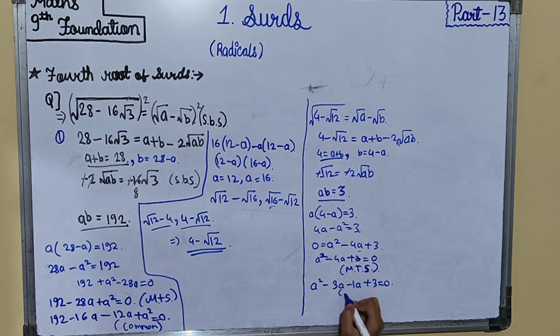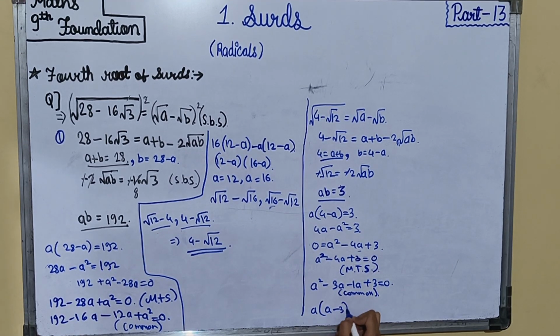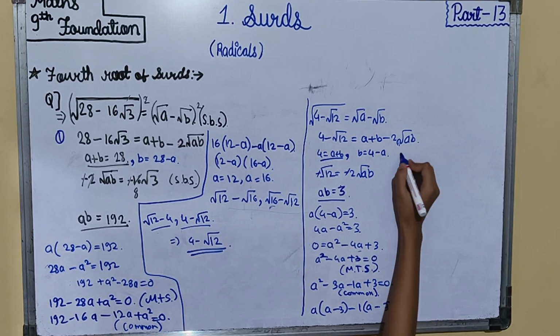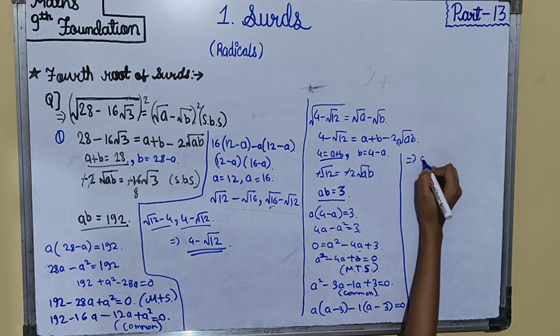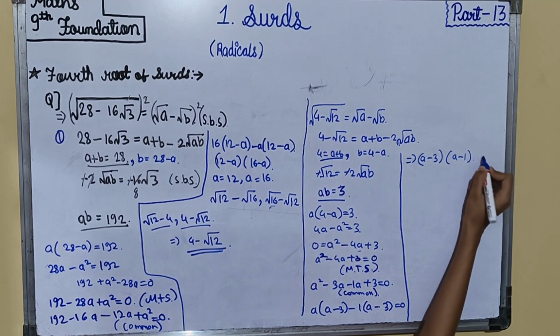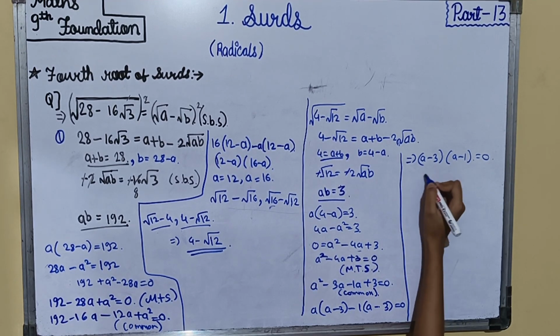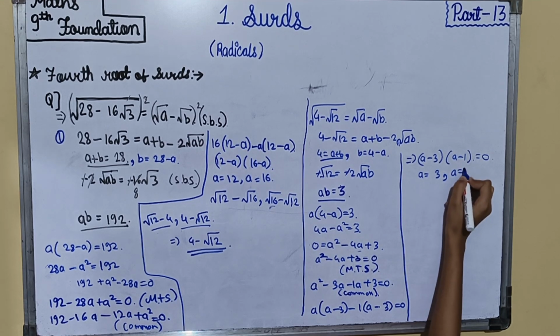We'll take common numbers. We'll get a in bracket a minus 3 minus 1 in bracket a minus 3 is equal to 0. So we'll take a minus 3 in one bracket and a minus 1 in one bracket equal to 0. From here we'll get a is equal to 3 and a is equal to 1.